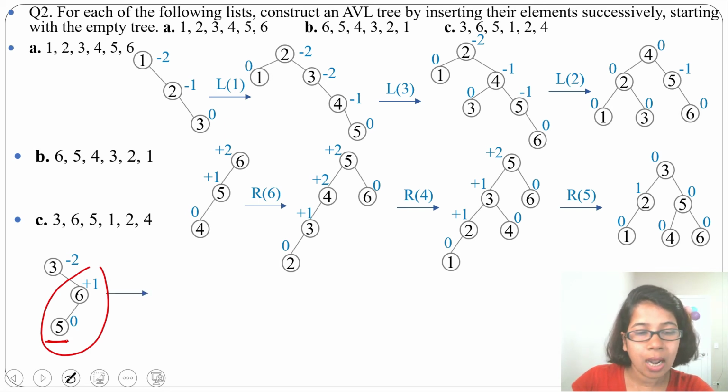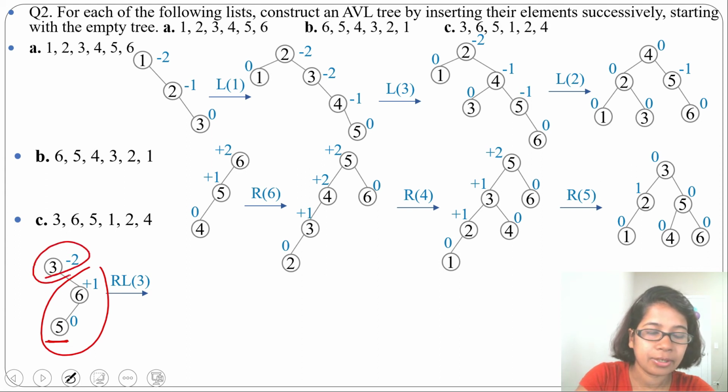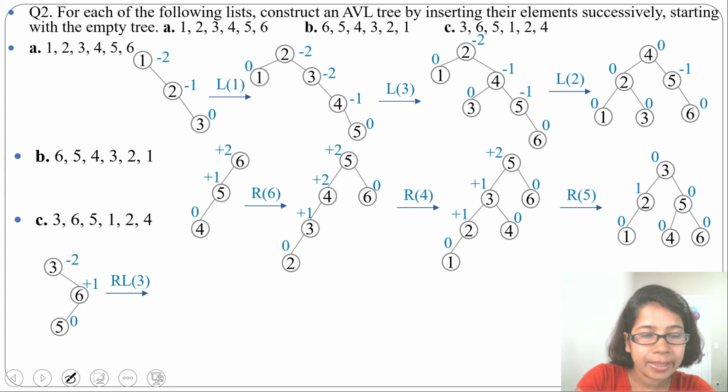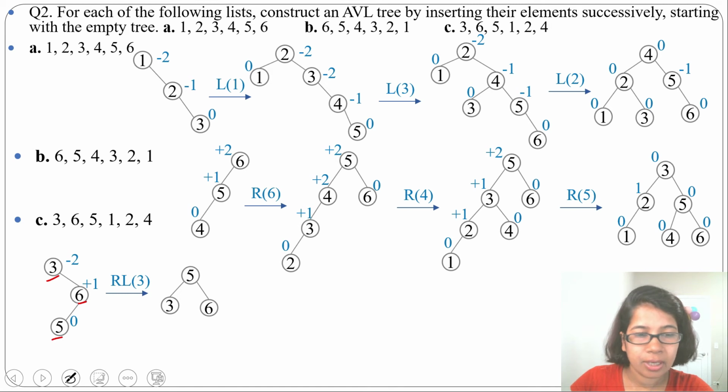So we'll do RL rotation of 3, as for 3 the balance factor is minus 2. In case of RL rotation, the root's right child's immediate left child will be the parent, which means 5 will be the parent, 3 will be the left child and 6 will be its right child. Here all node balance factors are 0.